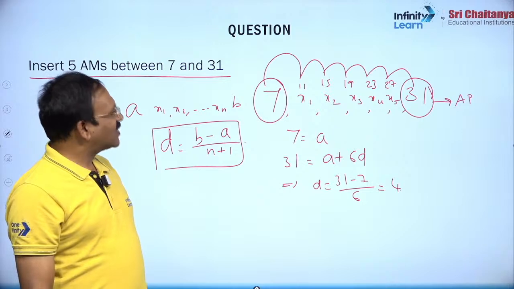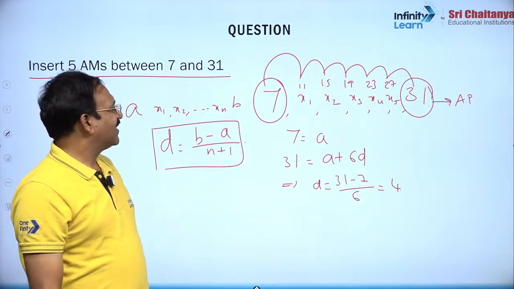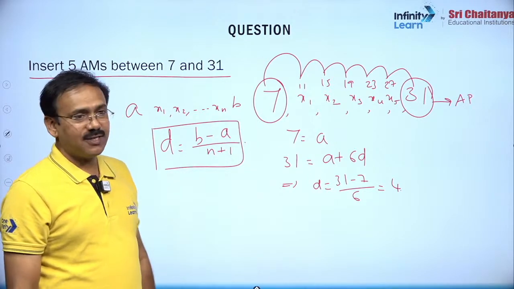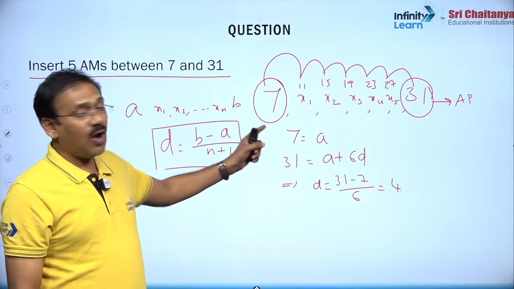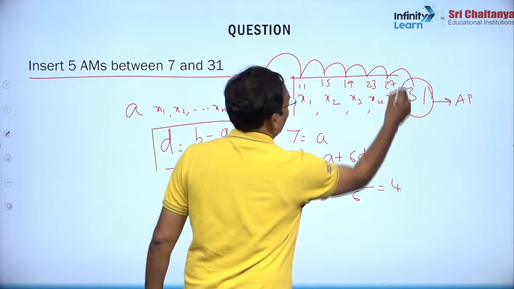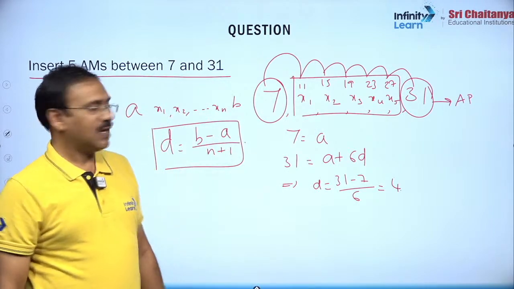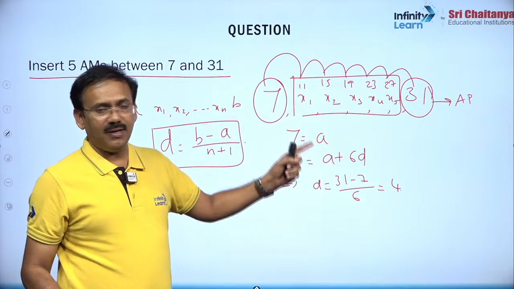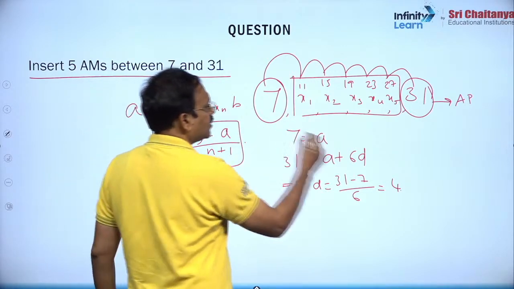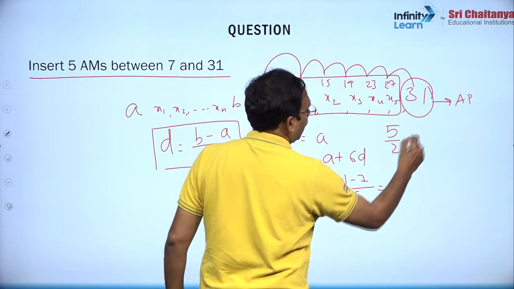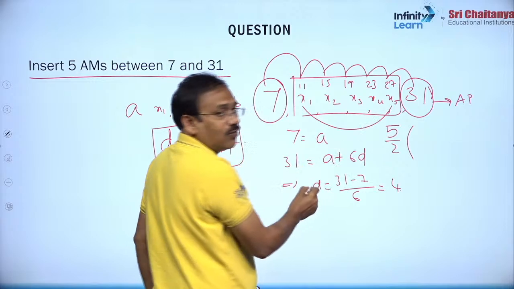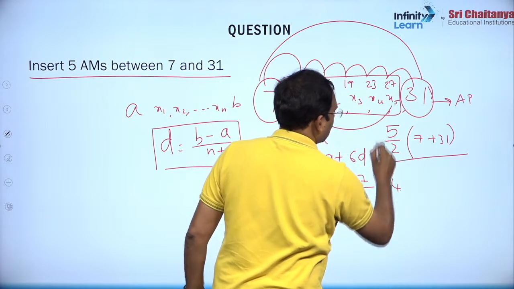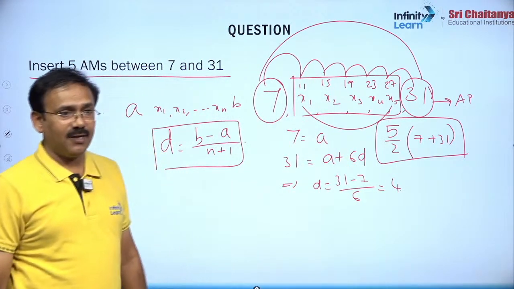Okay, right. So between 7 and 31, how to find the sum of 5 arithmetic means inserted between these? If this question is asked, you need not find the arithmetic means individually. Directly, these are 5 numbers in AP, so 5 by 2 into x1 plus x5 you can write, which is nothing but 7 plus 31. So you can use this shortcut to find the sum of n arithmetic means.